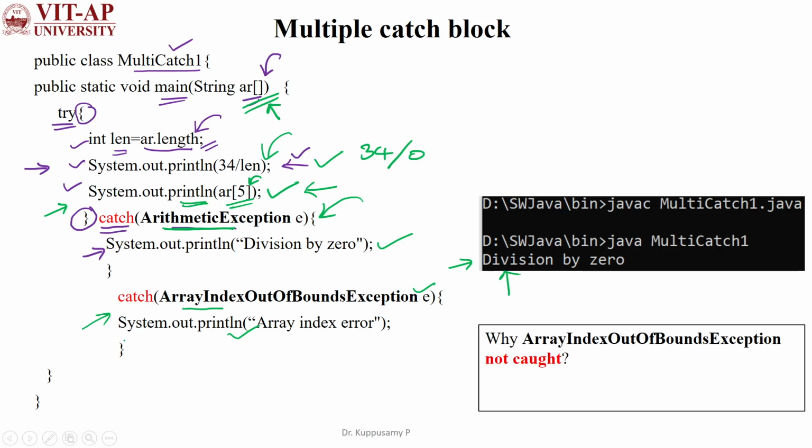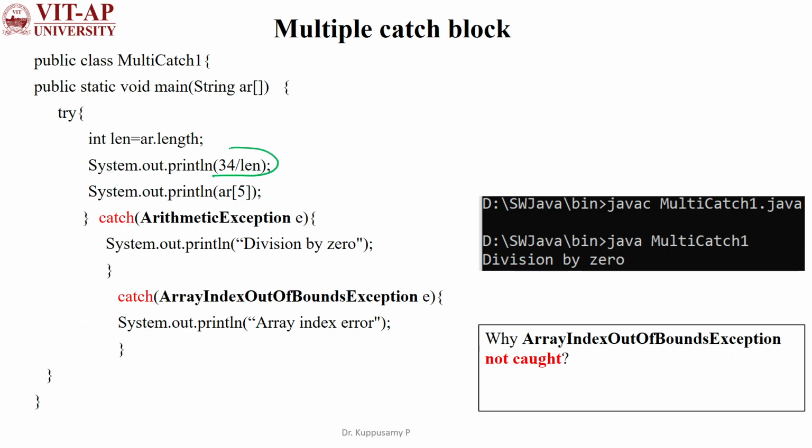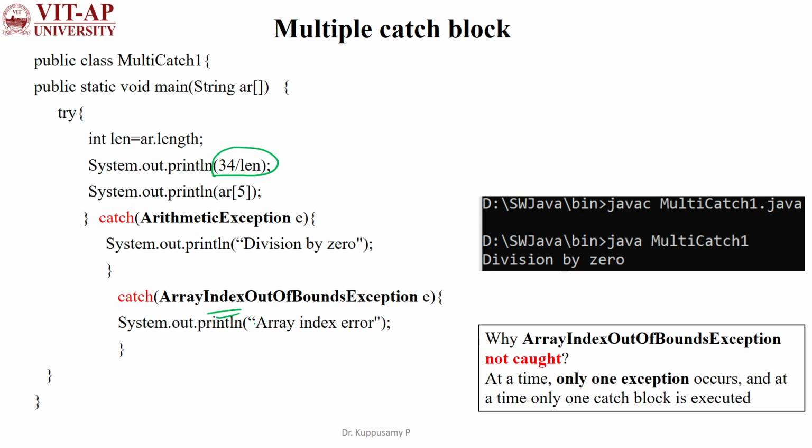So here, why is array index out of bounds exception not caught? Why is it not executed? Because the catch block which is handling the first statement's exception, that itself is having the error now. That's why this is not executed. Because at a time only one exception will occur, and that will be handled at the same time. At a time only one catch block is executed.